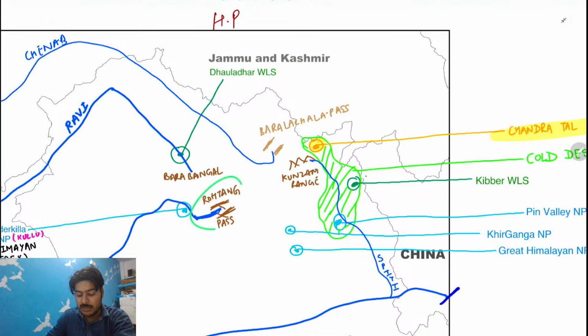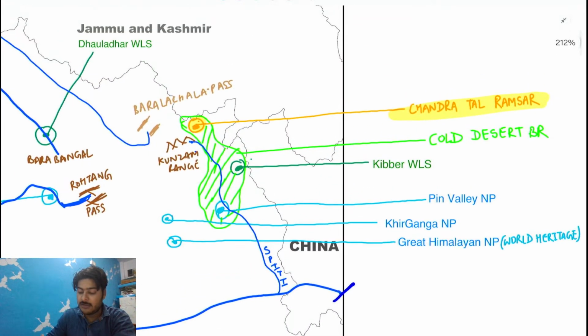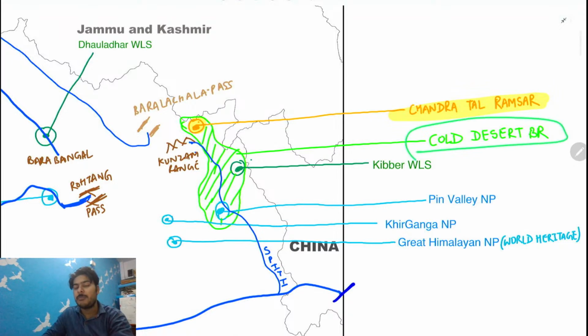Okay, Rohtang Pass and Kunzum Range, and Chandratal Pass, okay? So these are some of the passes, some of the ranges. Next, we have the cold desert biosphere reserve. So it is a biosphere reserve.